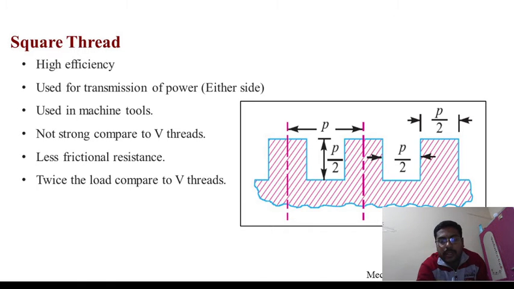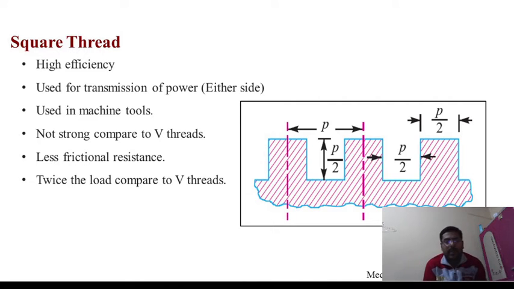This type of thread also has a pitch divided by 2. The horizontal is also pitch by 2, the vertical is also pitch by 2, and the total distance is also pitch by 2. So the only difference is that in a square thread the angle is 90 degrees. The purpose of the square thread.